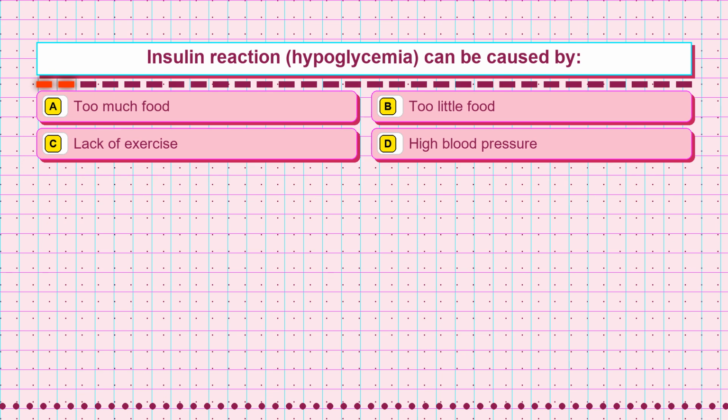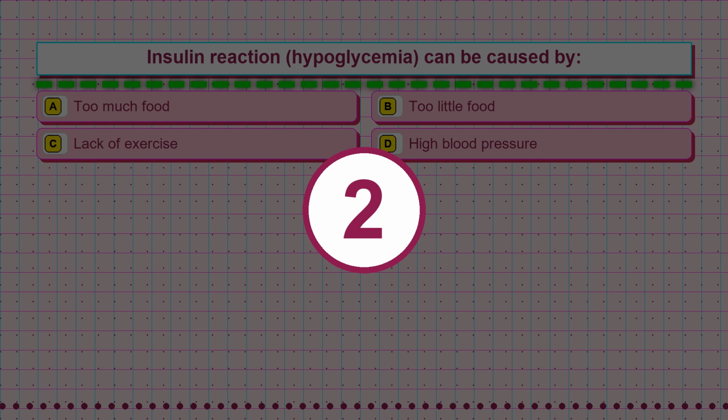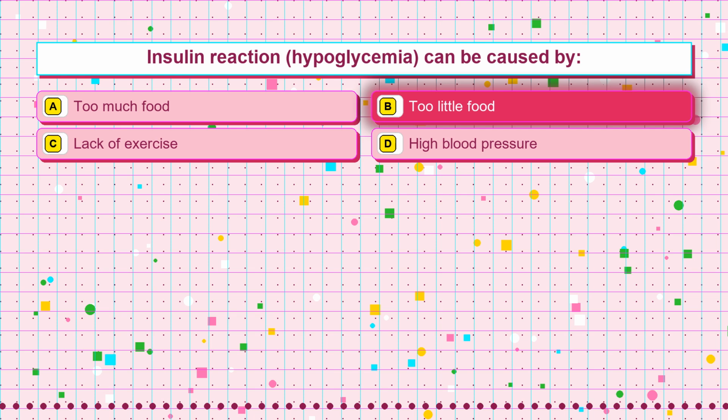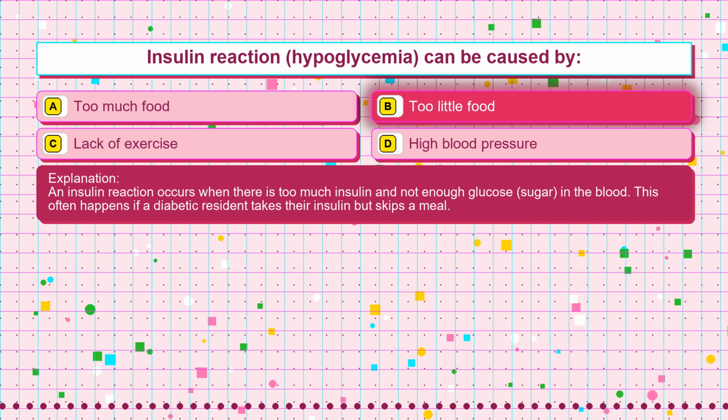Question 75. Insulin reaction, hypoglycemia, can be caused by Option A, too much food. Option B, too little food. Option C, lack of exercise. Option D, high blood pressure. The correct answer is option B, too little food. An insulin reaction occurs when there is too much insulin and not enough glucose, sugar, in the blood. This often happens if a diabetic resident takes their insulin but skips a meal.